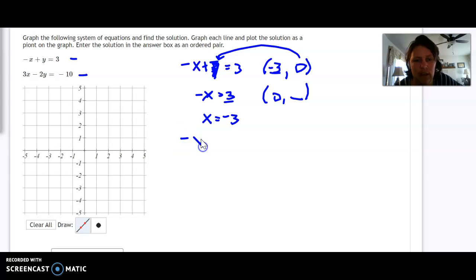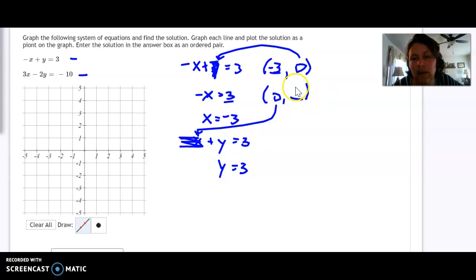Now we have negative x, starting back at our original equation, negative x plus y equals 3. And now I want to take the 0 and I want to plug that 0 in for x this time, sorry. Plugging 0 in for x. So negative 0 is still going to be nothing. So we end up with y equals 3. So that one was fairly easy.